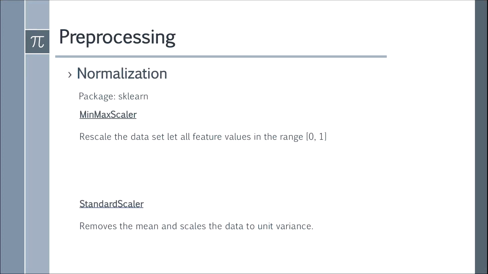In order to let the features change in a similar range, we should do some normalization to the dataset. Here we talk about 2 kinds of normalization in the package scikit-learn. Min-max scaler rescales the dataset, letting all feature values be in the range from 0 to 1. Standard scaler removes the mean and scales the data to unit variance. In this project, we use the min-max scaler because it achieves better accuracy.